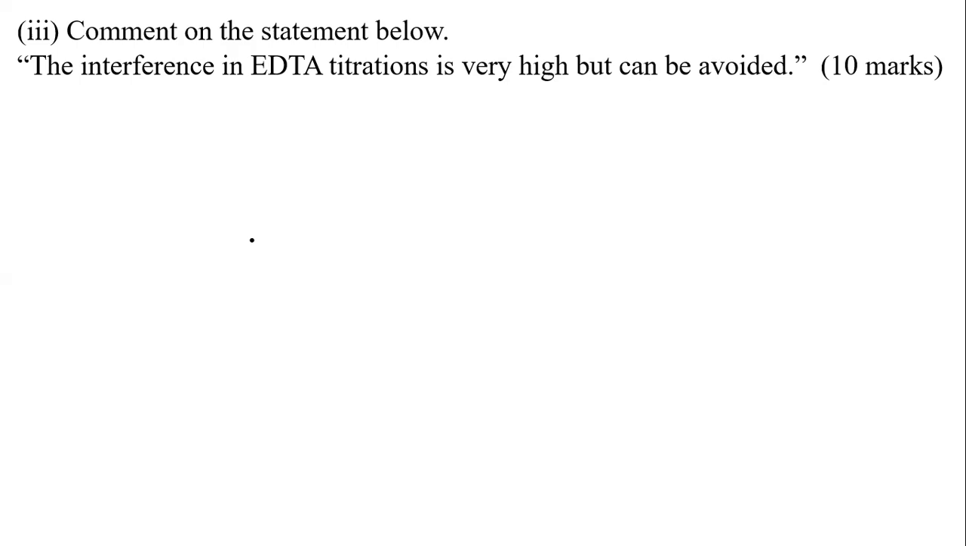Okay, do you understand this? Yes, madam. Most of the time in my questions, I am very clear and focused about the expected answer. The interference of EDTA is very high. Why? Because EDTA reacts with many metal ions. Then it can be avoided in two ways: controlling pH and using masking agents. That's enough. Okay? Good. We'll move on to the next one.